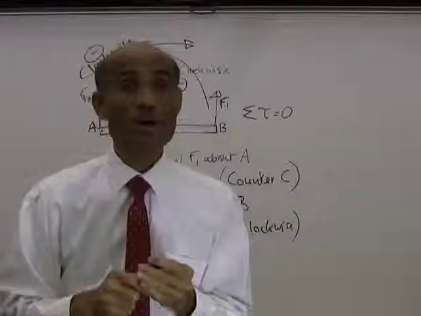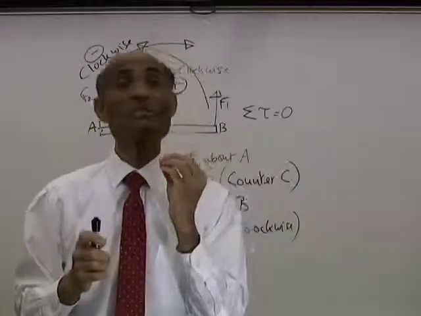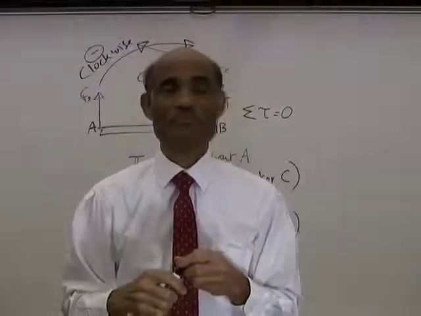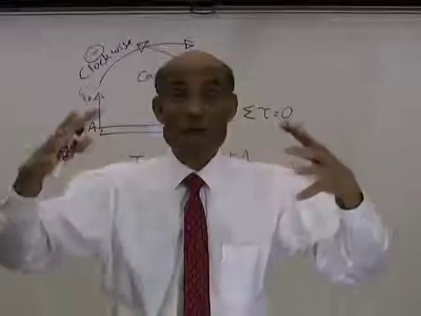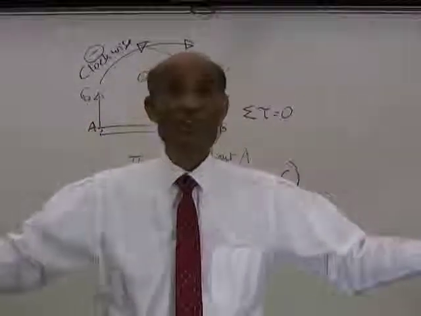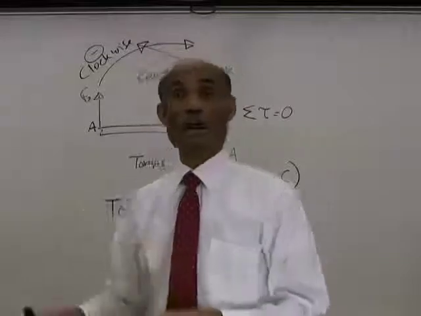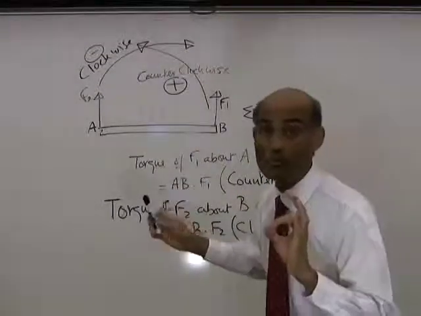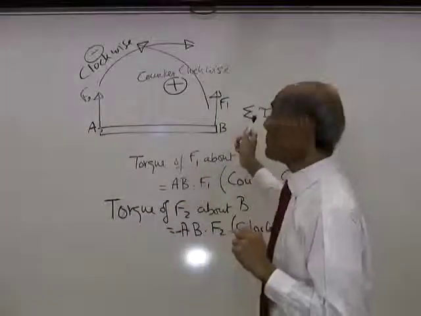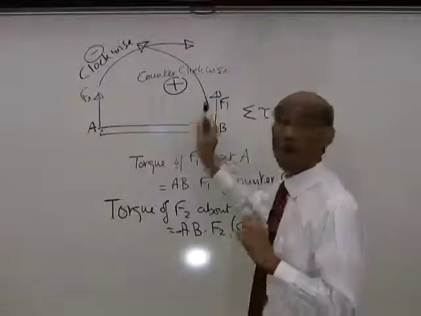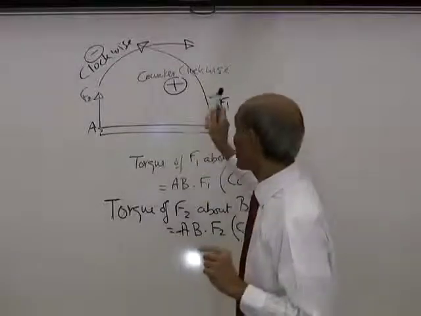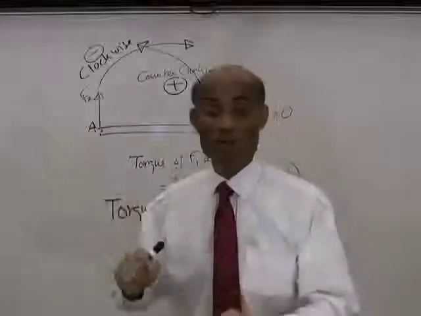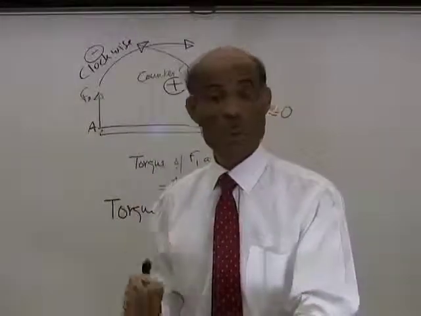So, now tell me, what are the conditions under which an object will remain in equilibrium? The conditions are: the sum of all the forces acting on it must be 0, and the sum of all the torques of all the forces. Now watch the sentence. The sum of the torques produced by all the forces taken about any point must be 0. Alright, let me try to explain.